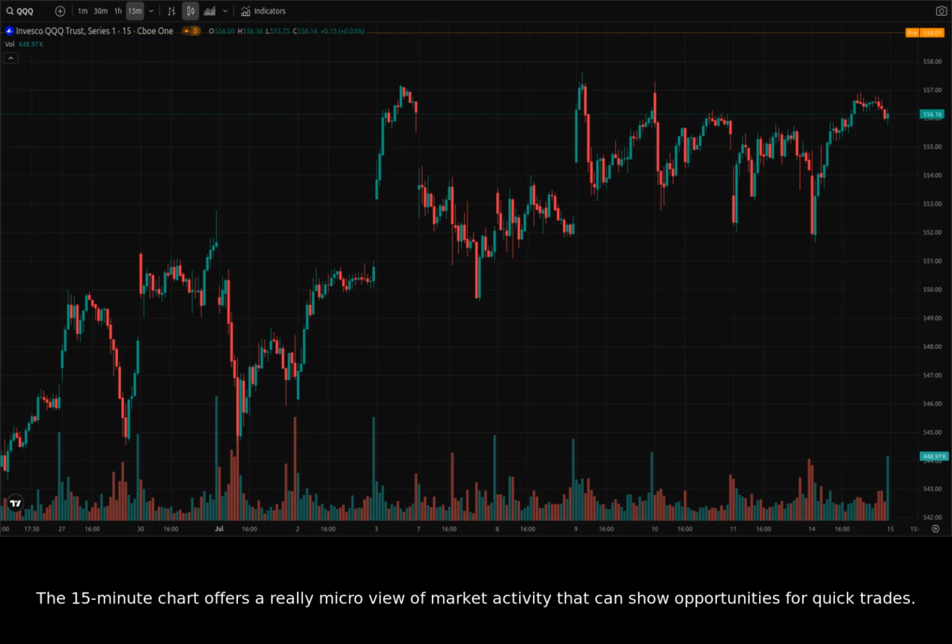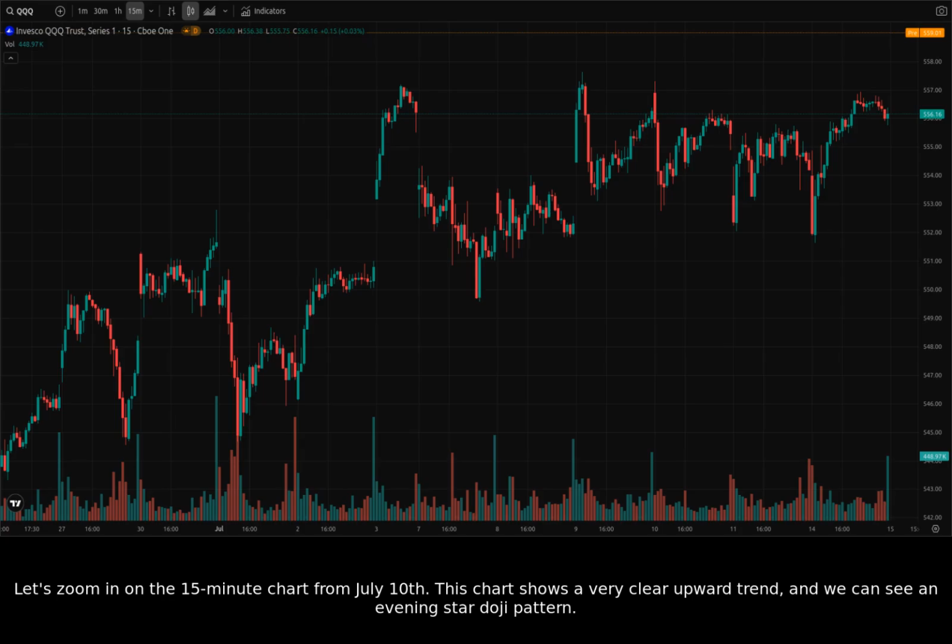The 15-minute chart offers a really micro view of market activity that can show opportunities for quick trades. Let's zoom in on the 15-minute chart from July 10th. This chart shows a very clear upward trend, and we can see an evening star doji pattern.